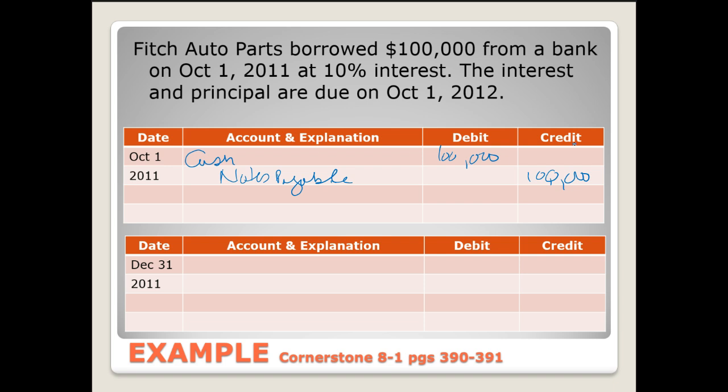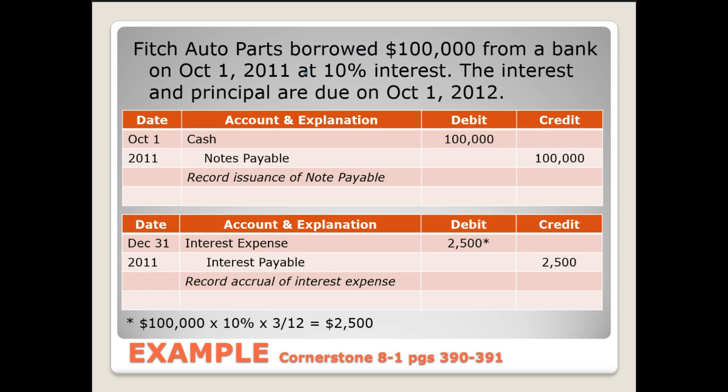Now, 3 months later, Fitch Auto Parts hits the end of its accounting period. The note is not due yet because it's not due until October 1st, 2012, so it just needs to accrue the interest. So there would be a debit to an expense account. Interest expense would get a debit of a portion of a year's worth of interest. What portion? Well, it would be 3 months of 10%.